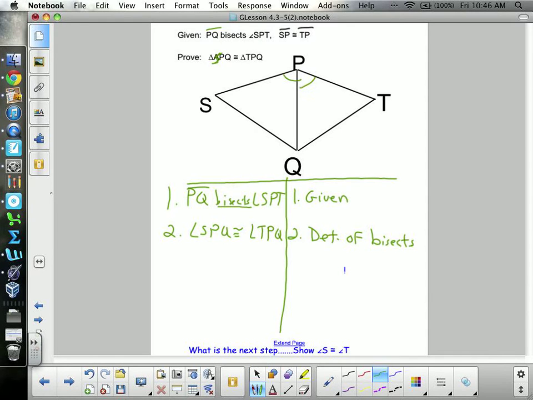I marked them. Now, can we go with this? Can we say this is also congruent angles? No. No, we're not given that information. I don't know if that's a bisector of that angle or not. I might be able to figure it out later, but right now I don't know that. So that's not given information. Next, SP congruent to TP.